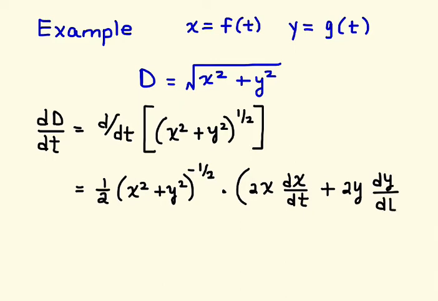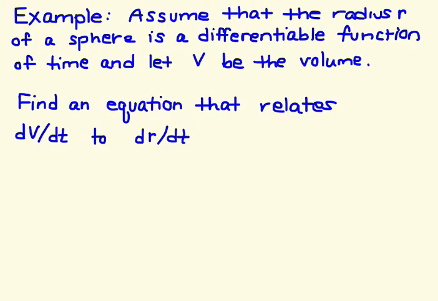Now, the reason this is called related rates, and we could clean this up, is because the rate of change of big D with respect to time is directly related to how x changes and how y changes. Does that make sense? And so that's why it's called related rates, because rates are related to each other. And I'm going to do another example. All right, so let's do this example.